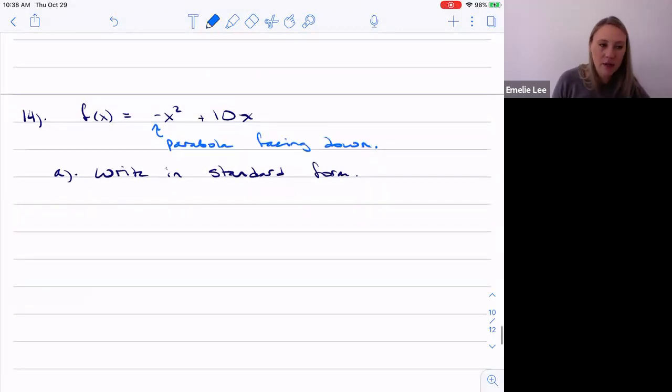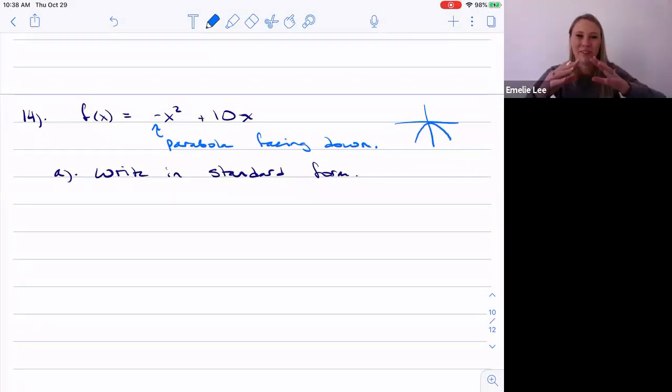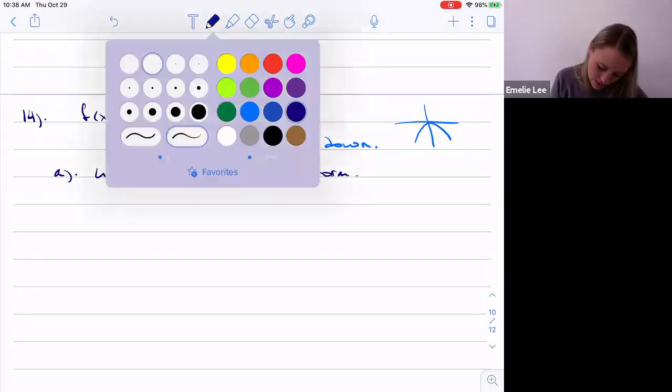So immediately when you see this thing, you should start to think that, in general, it'll look something like this. Right. And it can move up and around, like we saw in the transformations, right? So we're just going to see where we end up. So write this thing in standard form.